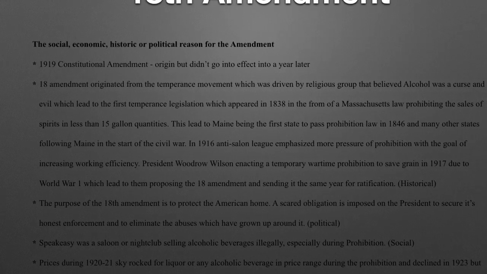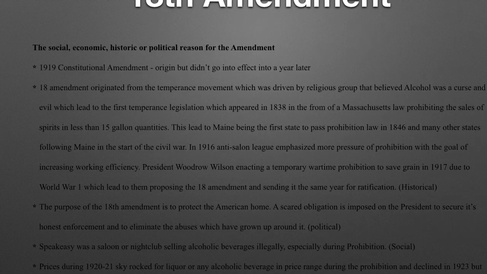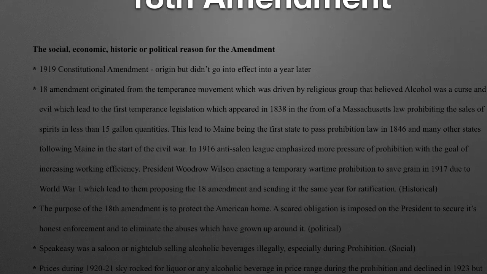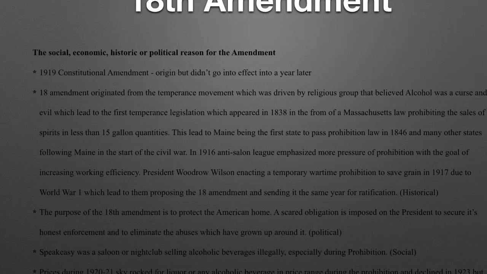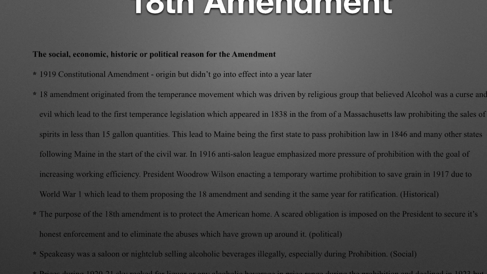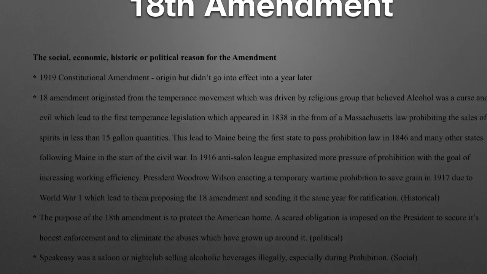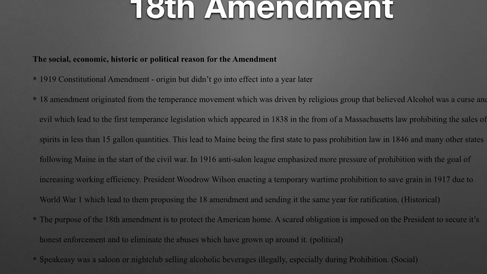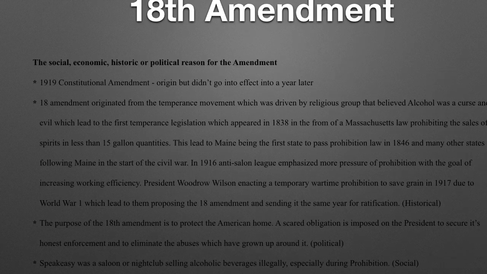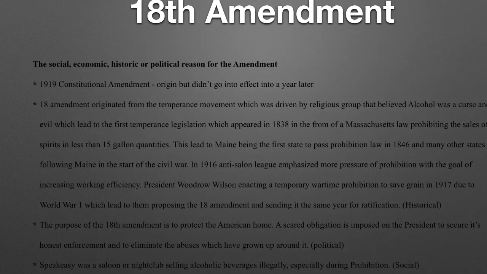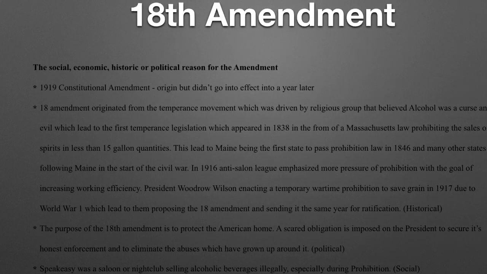This led to Maine being the first to pass prohibition law in 1846, with many other states following Maine up to the start of the Civil War. In 1916, the Anti-Saloon League put more pressure on prohibition, with the goal of increasing workers' efficiency. President Woodrow Wilson enacted a temporary wartime prohibition to save grain in 1917 due to World War I, which led to proposing the 18th Amendment and sending it out the same year for ratification.